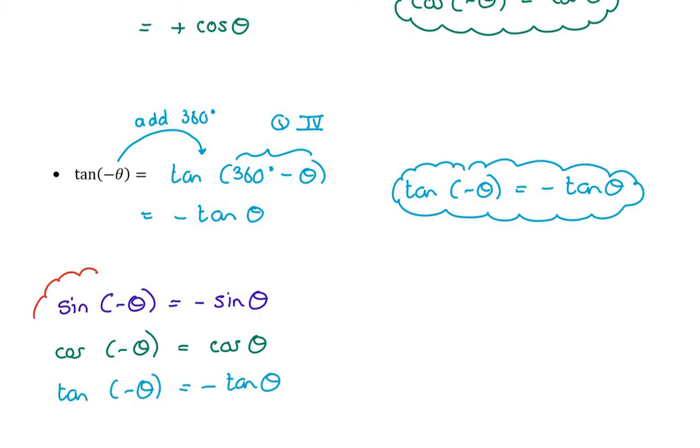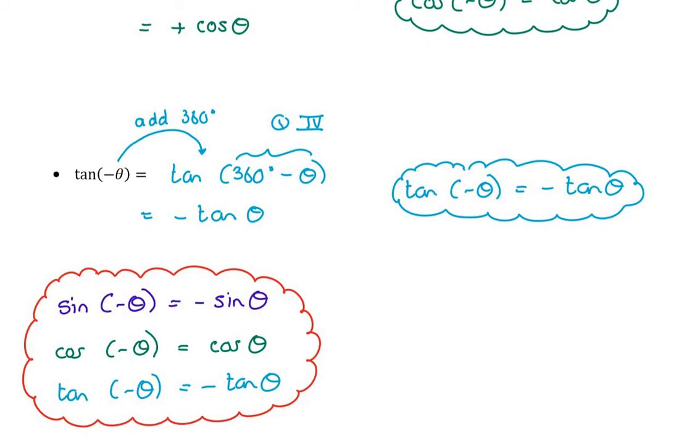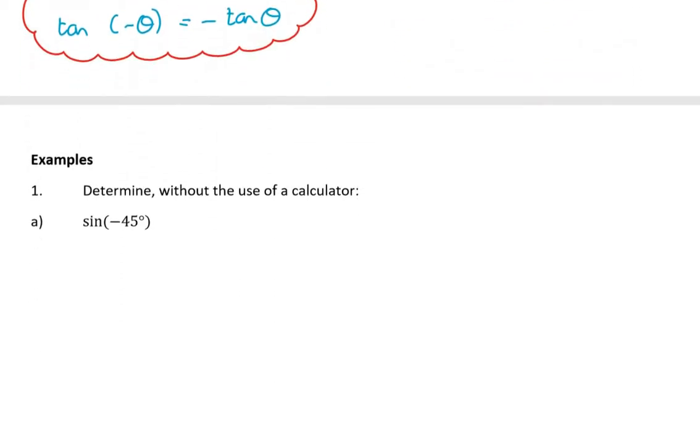So basically there's our summary of things that we have just learnt simply because we added 360 and then did reduction. Now if you don't remember that, that's absolutely fine, because you can always go the long way, which is to add 360 degrees. So let's do some examples where we use this concept.